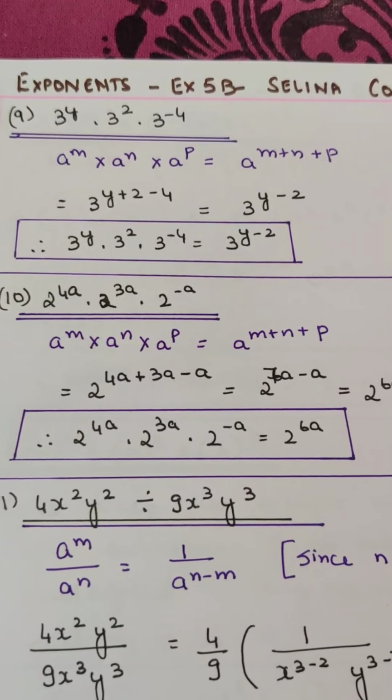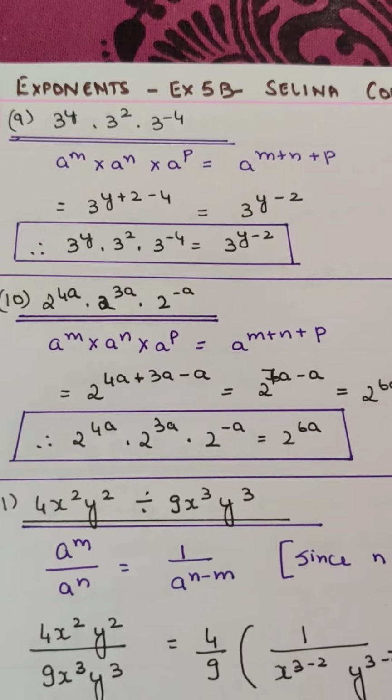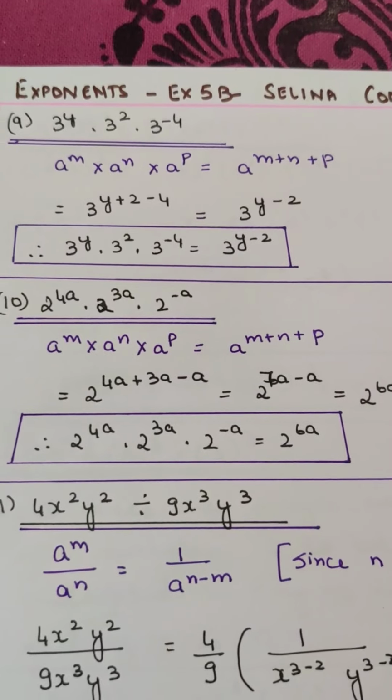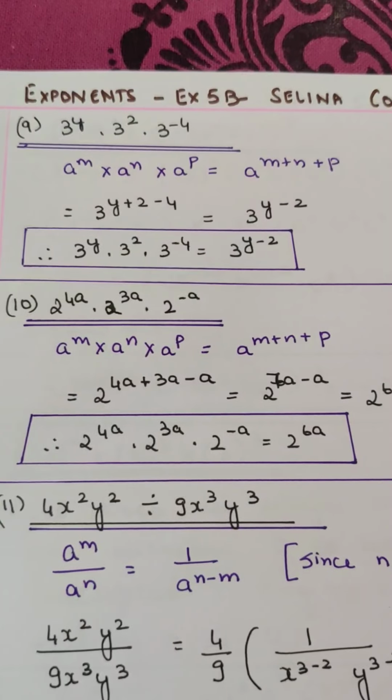So 3 to the power of y into 3 to the power of 2 into 3 to the power of minus 4 is equal to 3 to the power of y minus 2. Very simple, not to worry.